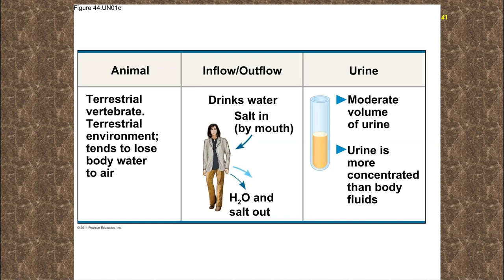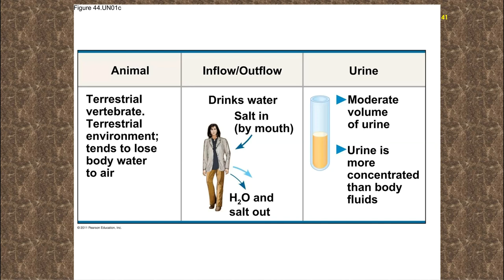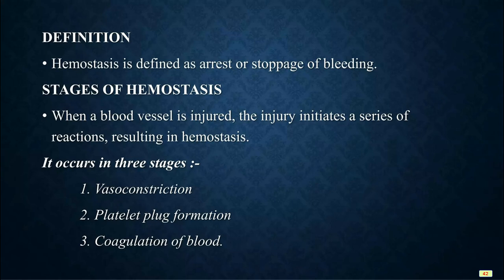That's the things. This is about osmoregulation, how the animals maintain the body fluids. And now let us study what is the definition of hemostasis. That's homeostasis; this is hemostasis. Hemo means blood, stasis means clotting.